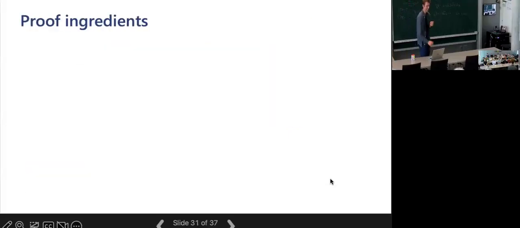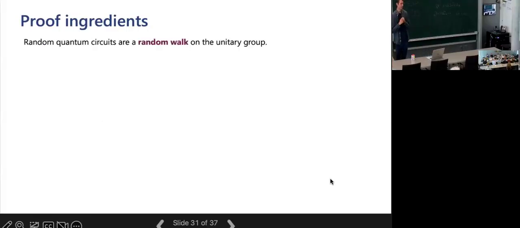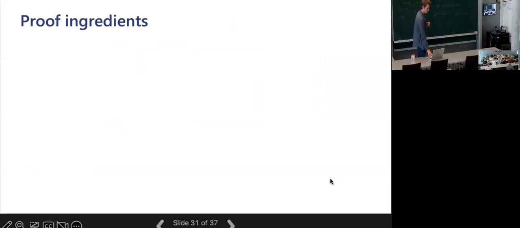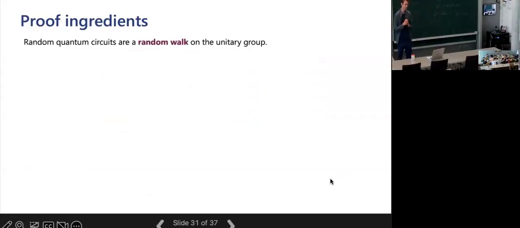So here's the one technical slide, where I want to give you at least a flavor of the proof ingredients that go into this for random circuits. The viewpoint to take here is that a random quantum circuit is a random walk on the unitary group. You start at the identity matrix, and this first layer is like one random step on the unitary group. It gets you from the identity matrix to some other unitary. Then the next one starts from that unitary and does another random step, and so on. In this manner, you can view a random quantum circuit as a random walk on the unitary group.